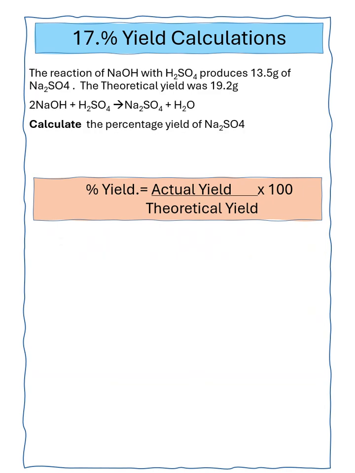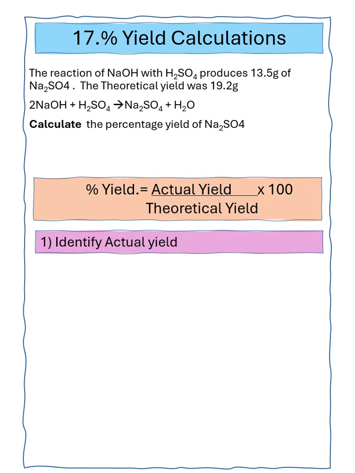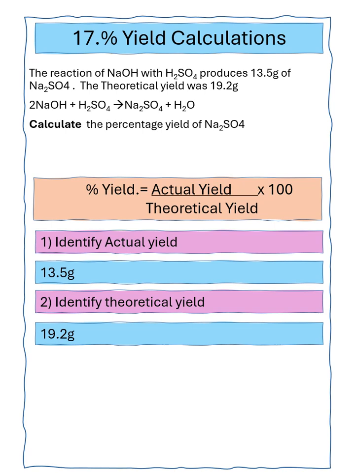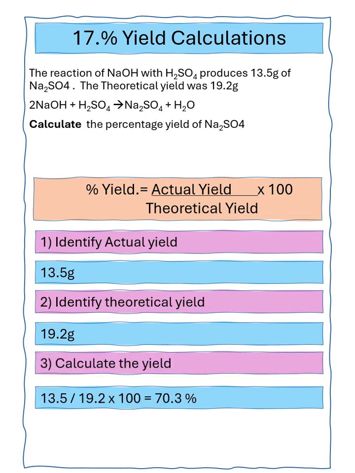Question 17. The reaction of sodium hydroxide with sulfuric acid produces 13.5 grams of sodium sulfate. The theoretical yield was 19.2 grams. Calculate the percentage yield of sodium sulfate. So percentage yield equals actual yield divided by theoretical yield times 100. So we identify the actual yield. From the question, that was 13.5 grams. The theoretical yield was 19.2 grams. So then we can calculate the yield. So that's 13.5 divided by 19.2 times 100 equals 70.3% as a percentage yield.